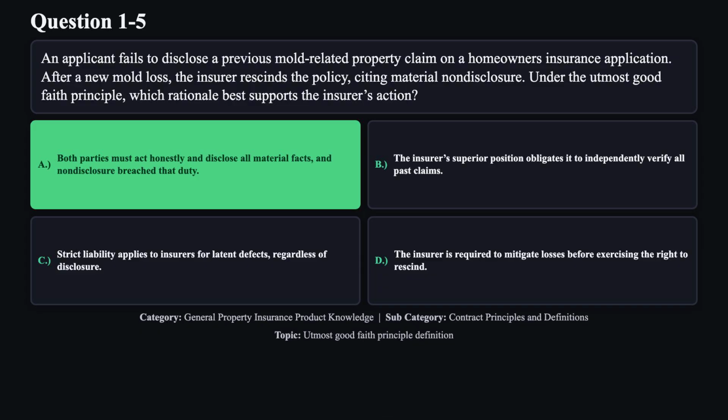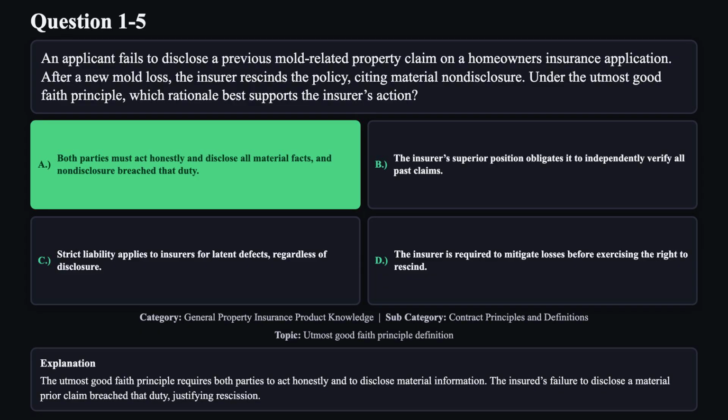The correct answer is A. The utmost good faith principle requires both parties to act honestly and to disclose material information. The insured's failure to disclose a material prior claim breached that duty, justifying rescission.